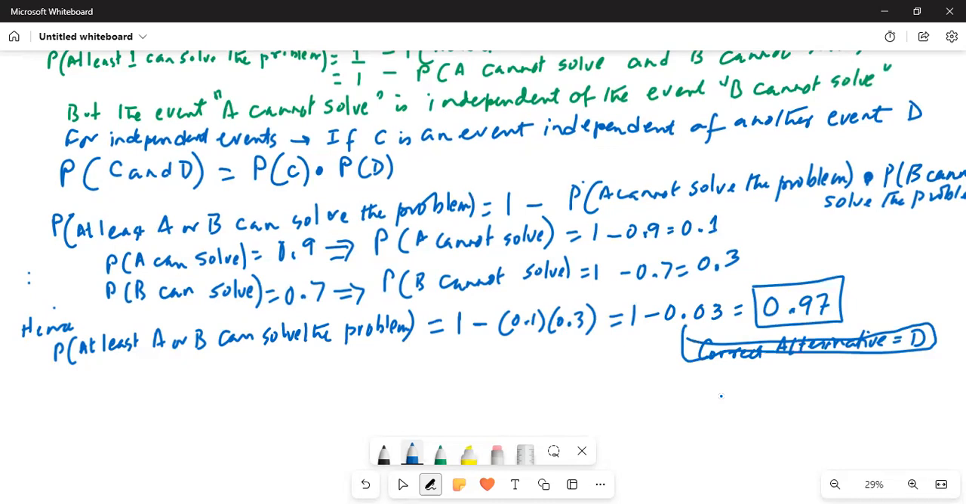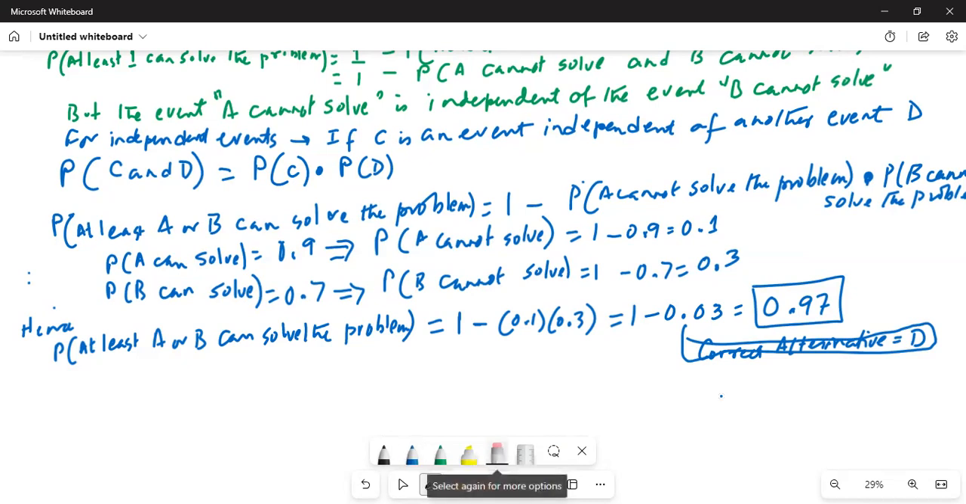It was given to us that probability A can solve is 0.9, so probability A cannot solve is 1 minus 0.9, which is 0.1. Probability of B can solve is 0.7, so probability of B cannot solve is 1 minus 0.7, which is 0.3. So hence, probability at least A or B, one of them, can solve the problem is 1 minus probability each of them cannot solve the problem multiplied by each other. So 0.1 times 0.3 is 0.03, giving 1 minus 0.03. So the final answer, the correct alternative, is D.